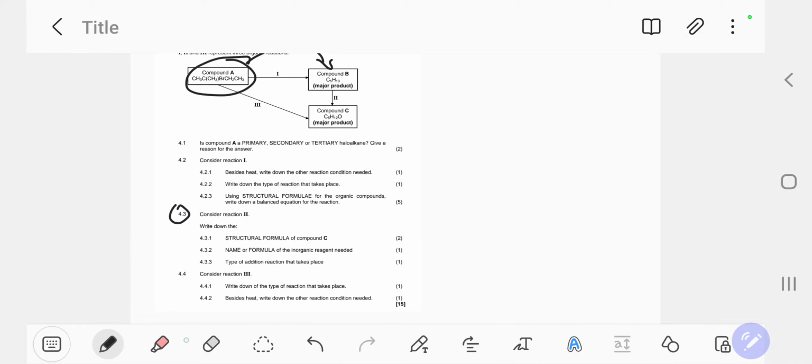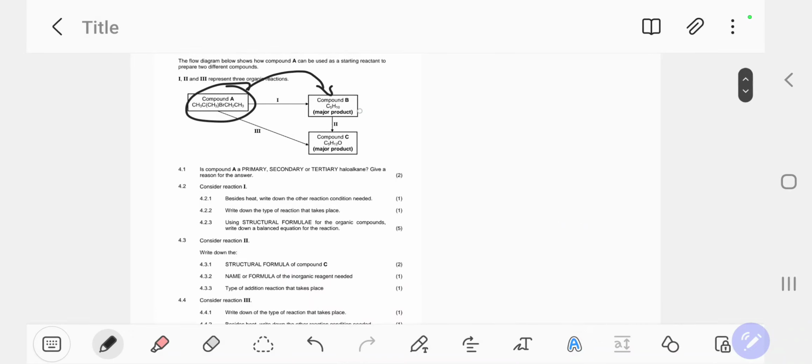We are done with 4.2. So let's go for 4.3. So write down the structural formula of compound C. Wow, compound C, we are moving from the alkene into the compound C that contains oxygen there. Obviously, compound B is an alkene, and if you're going to add water to this one, we're going to hydrate and produce your alcohol.